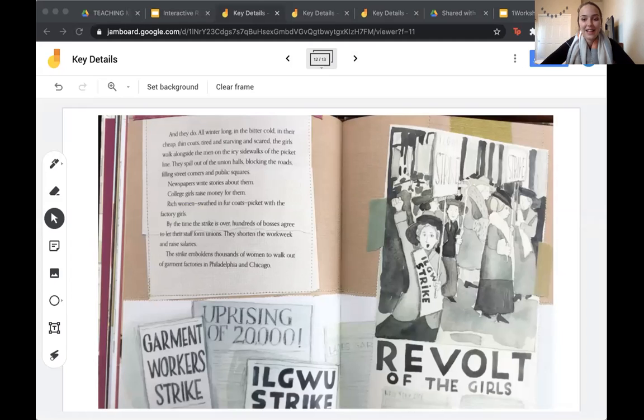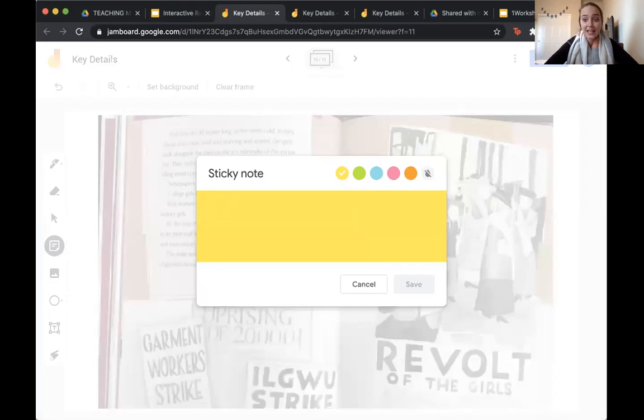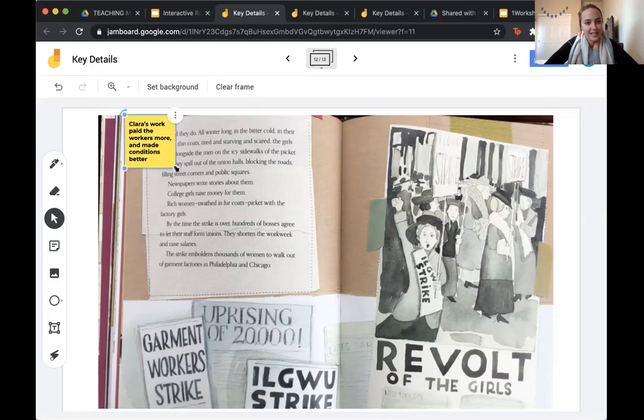All right, now that you guys are back and you've written your key detail, I'm going to write a key detail that I thought was included on this page. I remember in the beginning of the story, it said that Clara didn't make much money. But on this page, it says after the strike, Clara's job paid her more and made the working conditions better. I think that's important to remember and might be a part of the main idea. Let's put it on a sticky note. All right, make it bigger so everyone can see it.